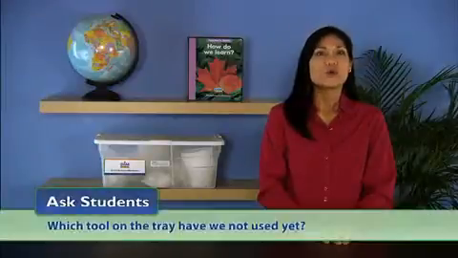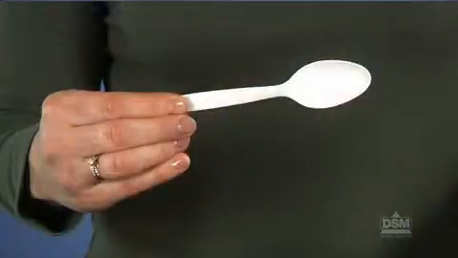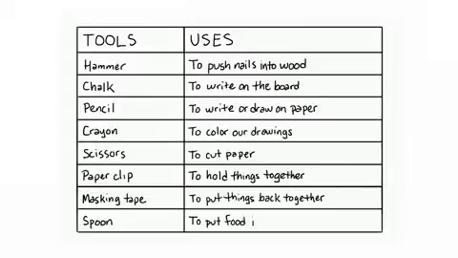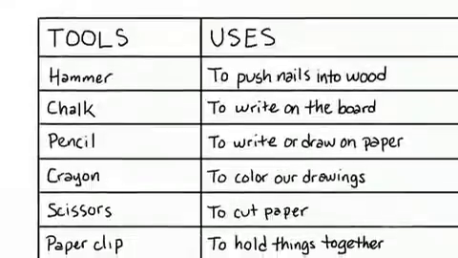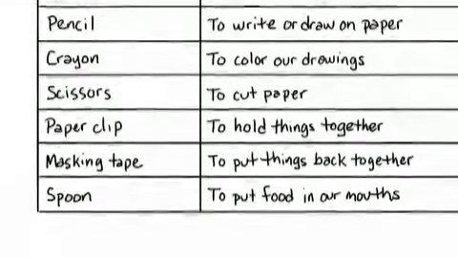Ask students, which tool on the tray have we not used yet? Students should identify the spoon as the tool they haven't used yet. Ask, what do spoons help us do? What do we use spoons for? Students will probably say that we can use a spoon to eat or to put food in our mouths. To review, complete the tools and uses chart. Students may name additional tools and tool uses that you may choose to add to the chart.